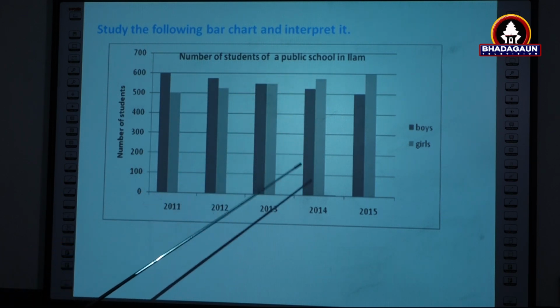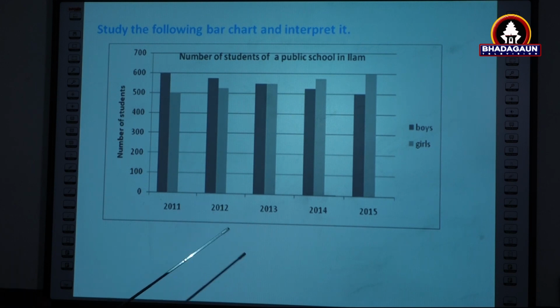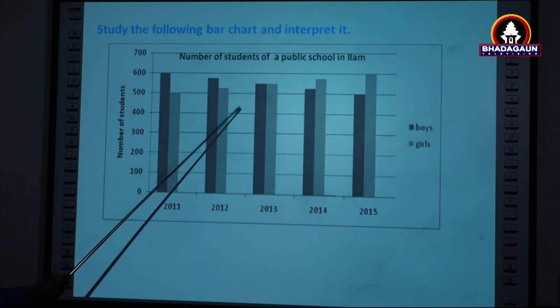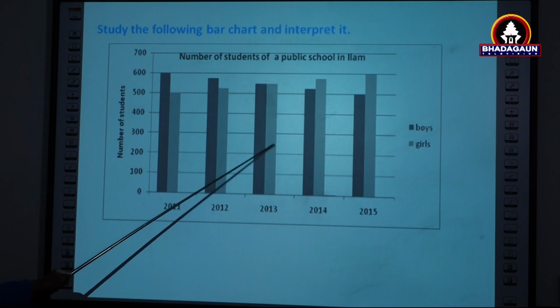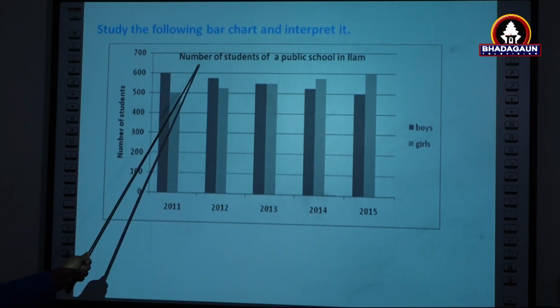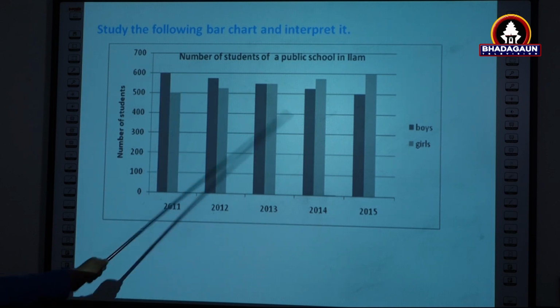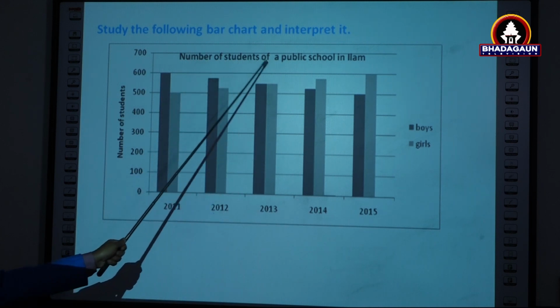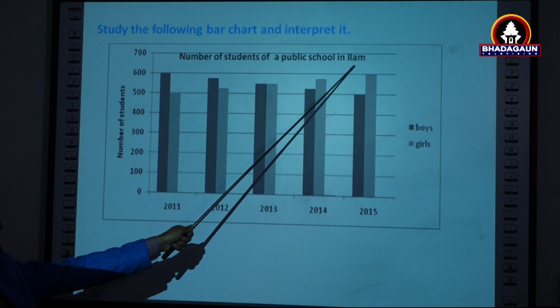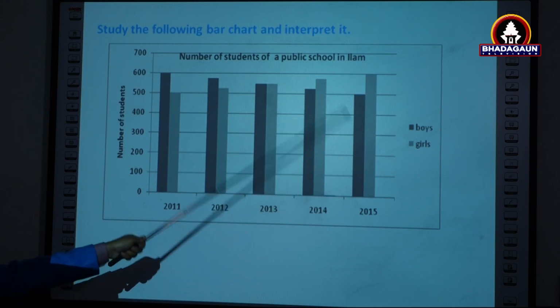So, now we have just made two sentences. The above given picture is a bar chart. First of all, we identify the title. What's the title of this picture? Number of students of a public school in Ilam. Title is already given. So, before writing the answer to this question, you put this title in your answer sheet and start writing the answer.